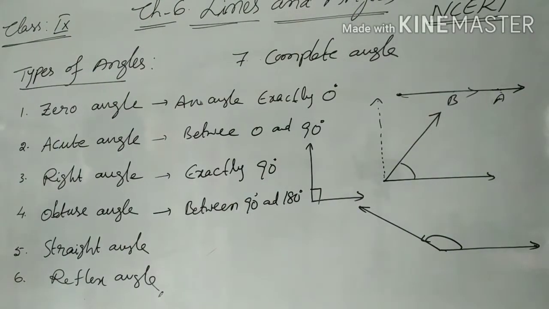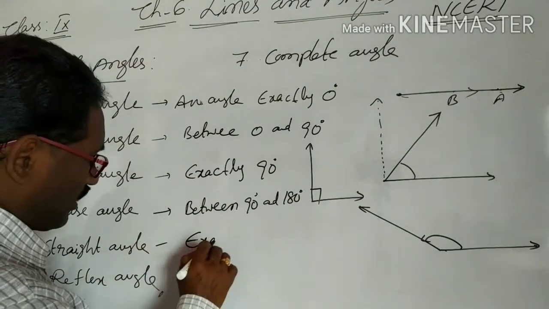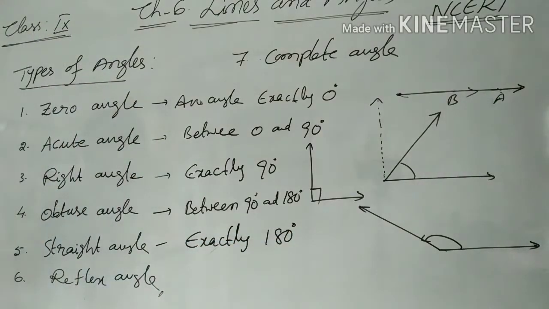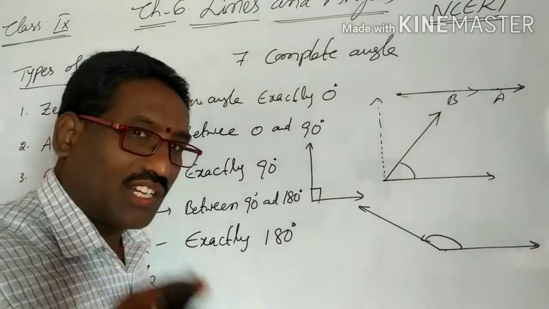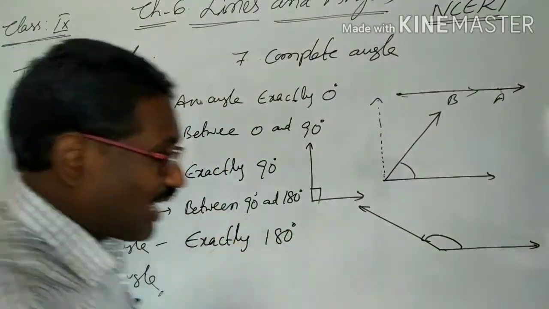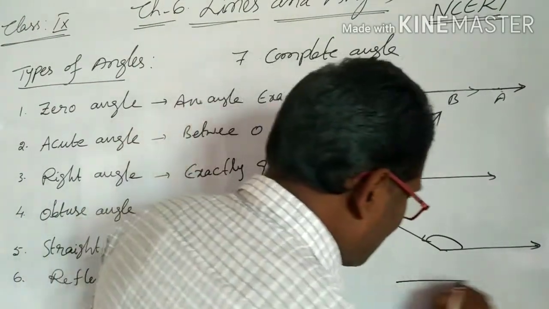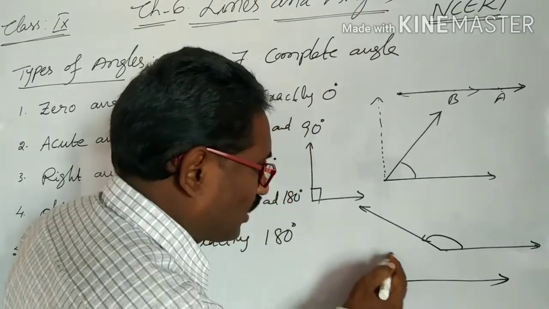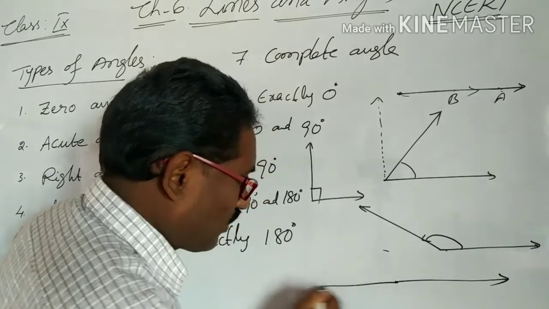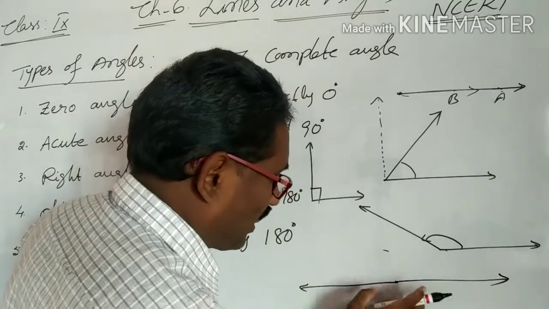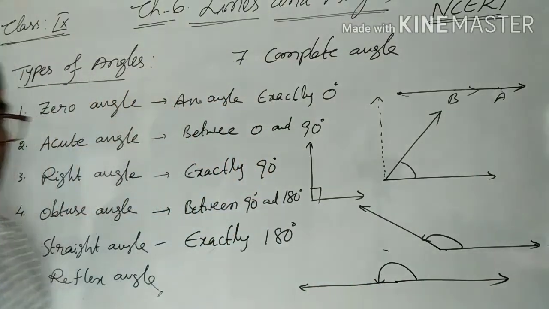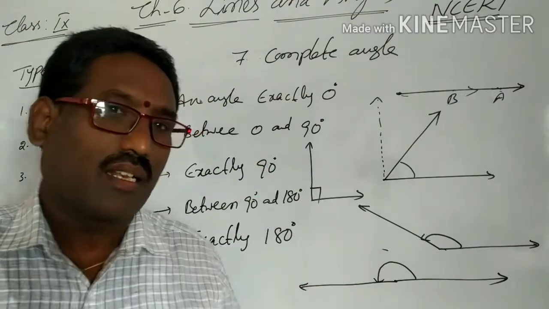Now, straight angle, what is the meaning? Exactly 180 degrees. That is called a straight angle. How to draw the picture? See, this is the initial ray, and another ray is moving, continuously coming like this. The angle starts here and continues like that. This is like a semicircle. This is the straight angle.